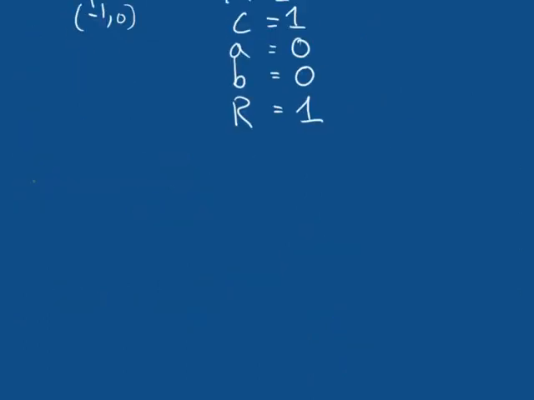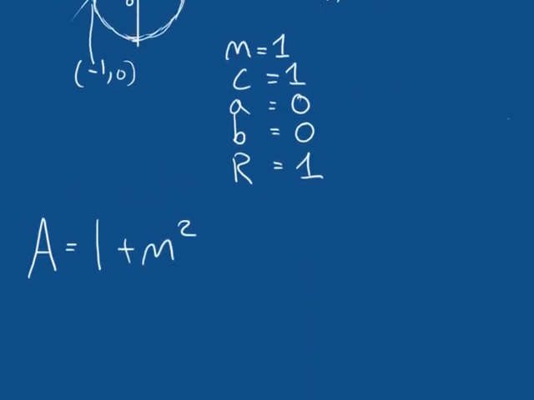So we saw that a is equal to 1 plus m squared. So if a is equal to 1 plus m squared, it's going to be equal to 1 plus 1 squared, which is equal to 2. So that's our value for a.